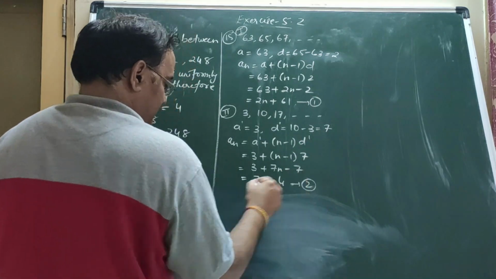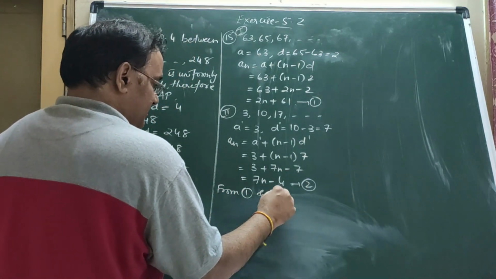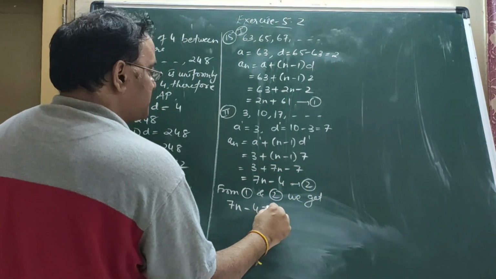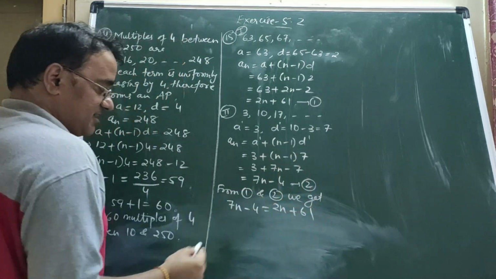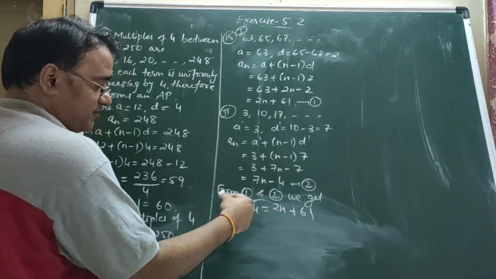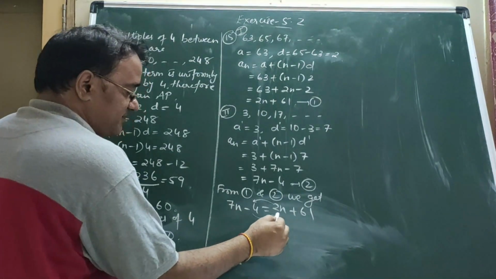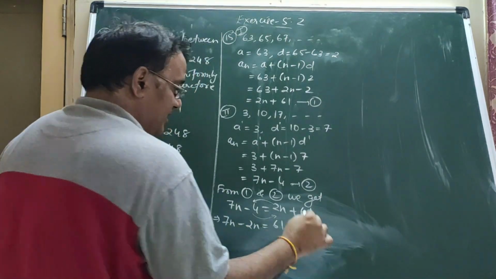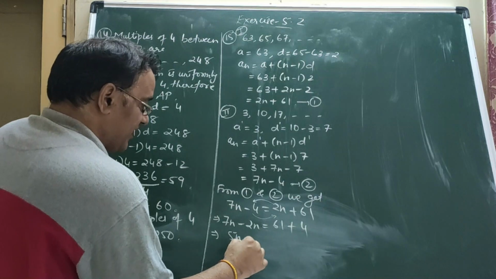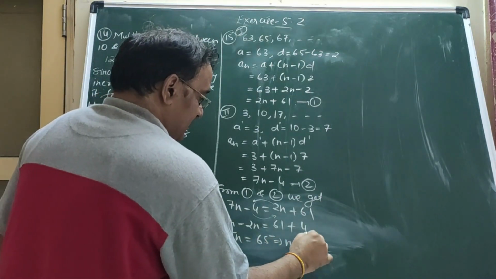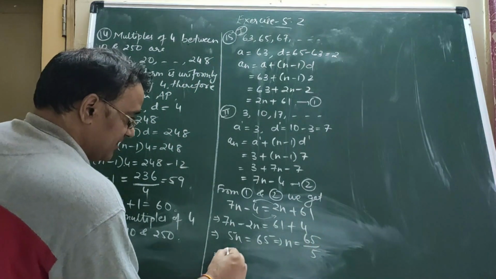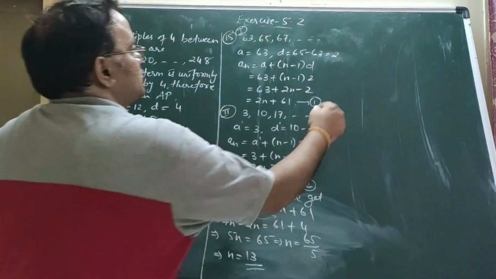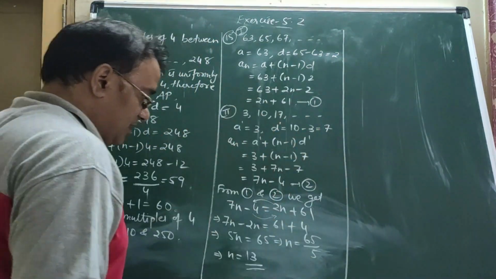So from 1 and 2 we get 7n minus 4 is equals to 2n plus 61. So we'll shift 2n to this side, it will become minus 2n. Minus 4 को इधर शिफ्ट करेंगे, प्लस 4 हो जाएगा. So 7n minus 2n is equals to 61 plus 4. So 5n is equals to 65. N is equals to 65 by 5. So final answer is 30. N is equals to 30. So 15th question is over. Now we'll do 16th question.